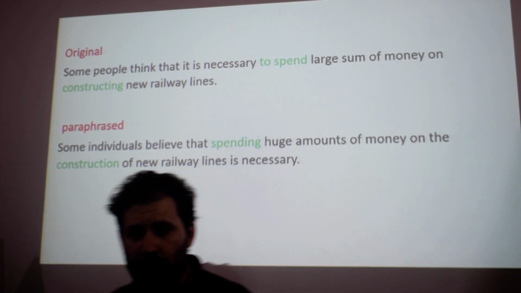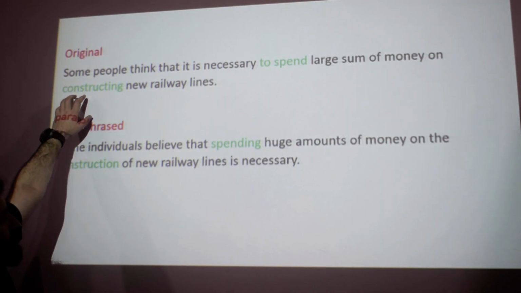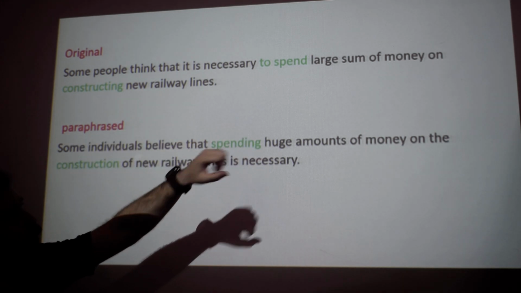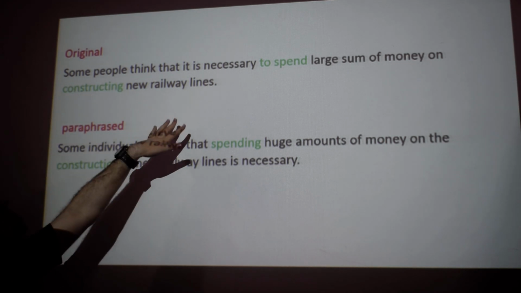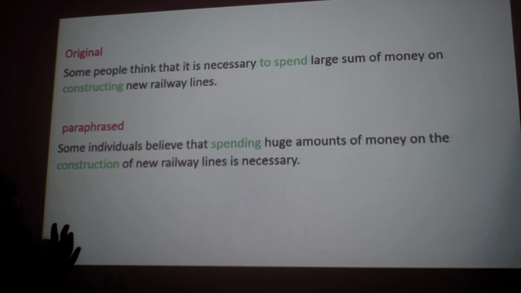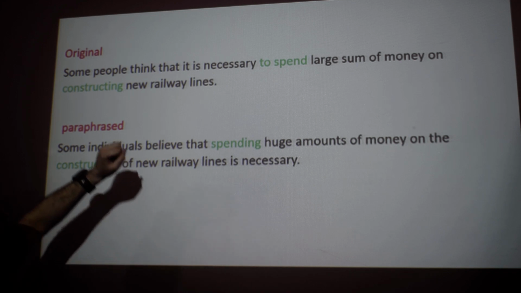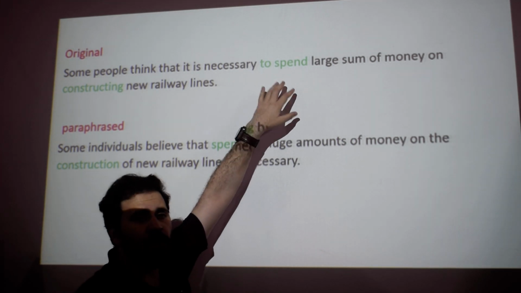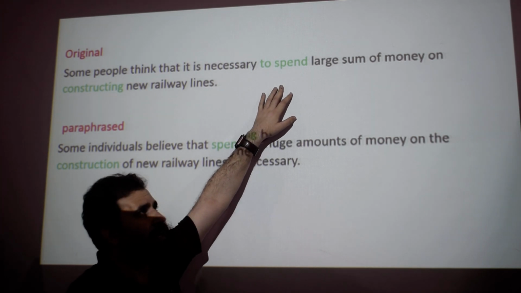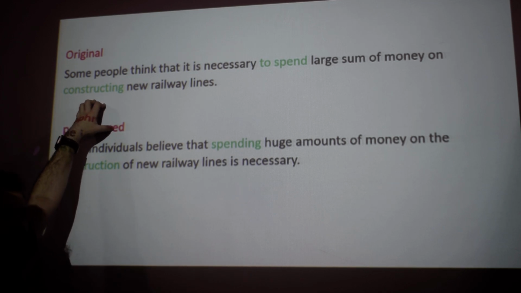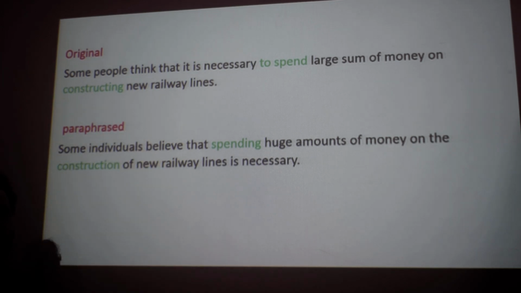For example, this is the question IELTS has given us: some people think that it is necessary to spend a large sum of money on constructing new railway lines. This is the question given by IELTS, and how can we paraphrase it by targeting the word forms? They have given us to spend. It's an infinitive, and as I said, if you have an infinitive, you can convert it into the gerund form. To spend, you can say spending. Or the next one, constructing. We can say construction.